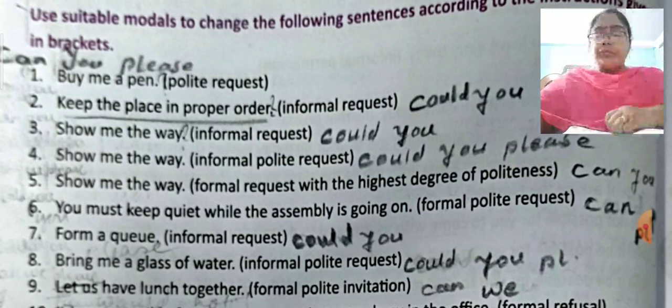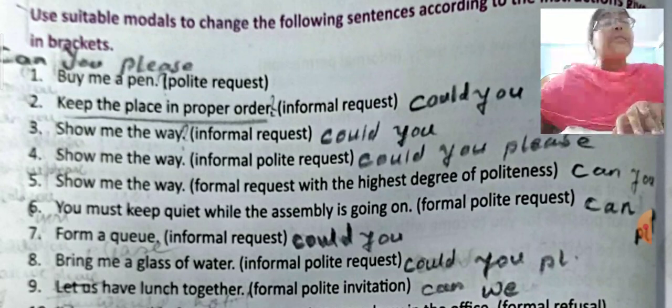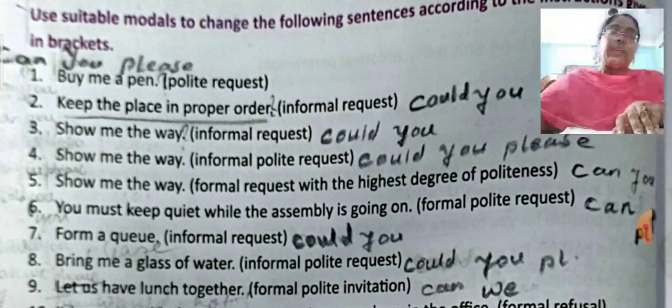Okay. Now number 5. Show me the way. Formal request with the highest degree of politeness. Can you please show me the way? Okay. When you write the most polite way, we say, can you please show me the way?